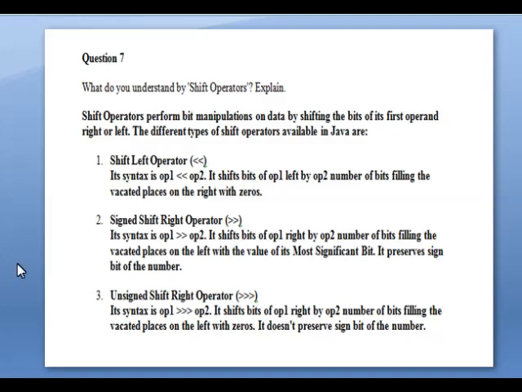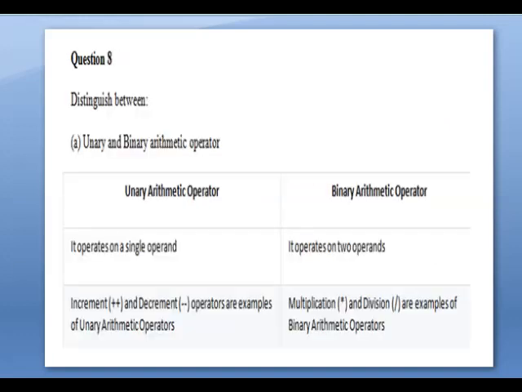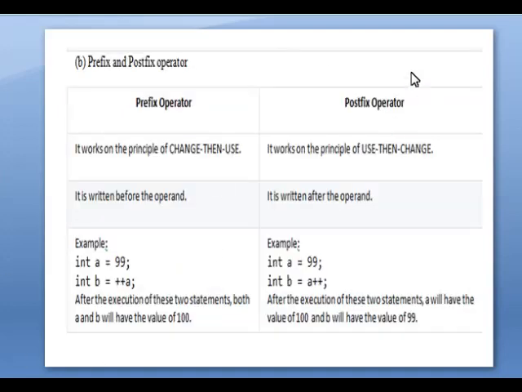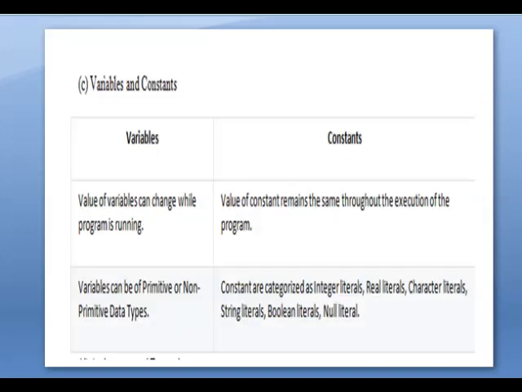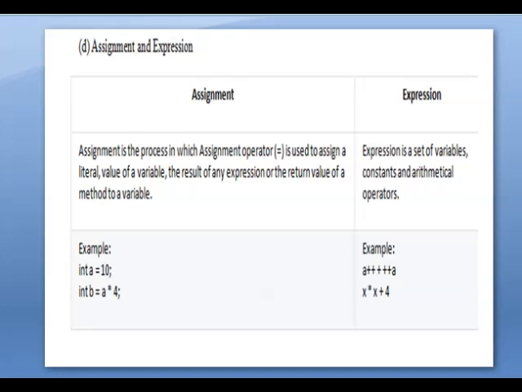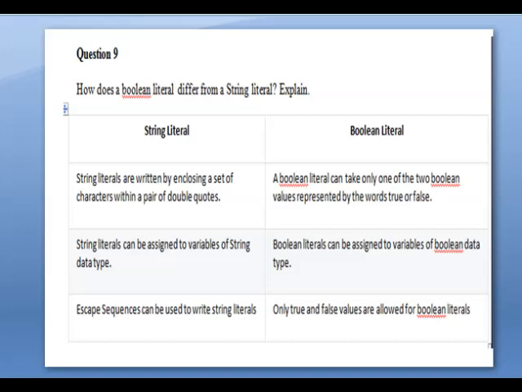Next question, distinguish between unary and binary arithmetic operators. So already we learned. So you write the answer, then prefix operator, and next one is prefix and postfix operators. Next is variables and constants. So these all are repeated questions. Okay. Next one is assignment and expression. What is the difference between the assignment and expression? The next one is how is a Boolean literal different from a string literal? Explain. This also you have to know, write the answer.